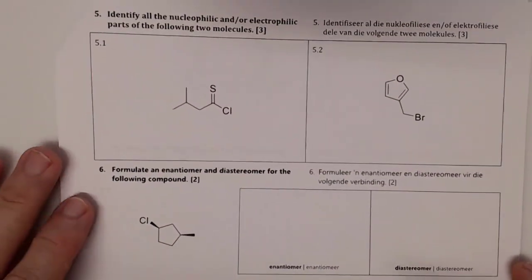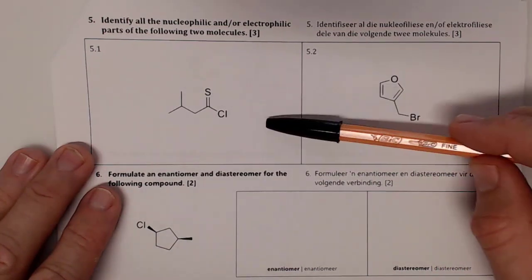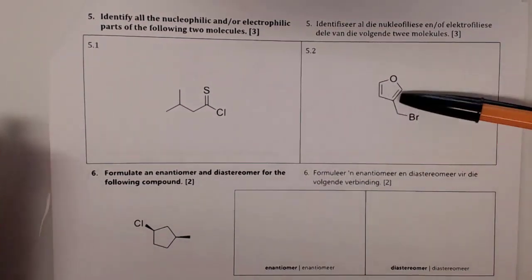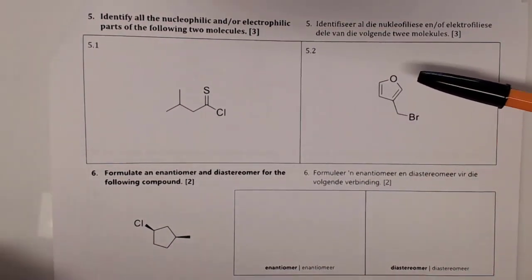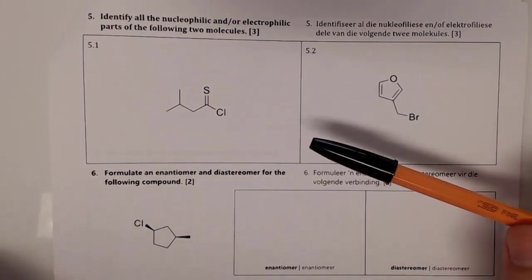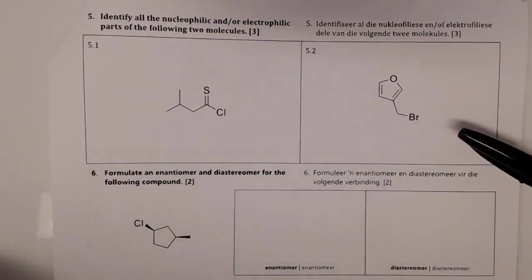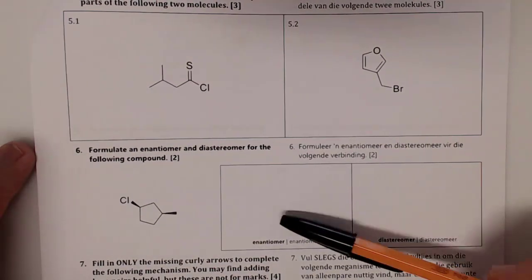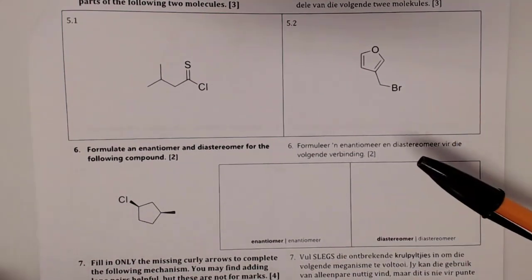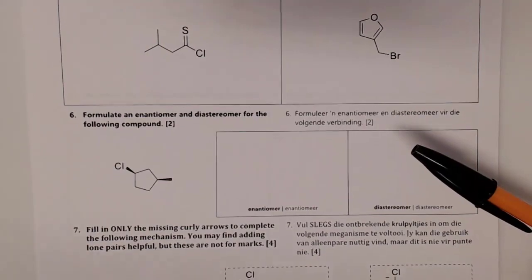On this page over here, it became a little bit more tricky, but generally people got these two questions, identifying the nucleophilic and electrophilic parts of the molecules, down very well. And if you didn't get that right, I encourage you to speak to someone who did get that, and you can have a look at what they got. Also, stereochemistry, drawing out an enantiomer and a diastereomer, almost everyone got that correct, so that's fantastic.